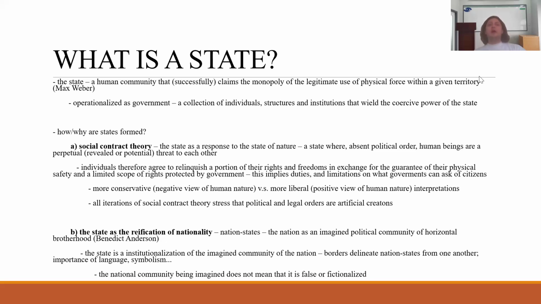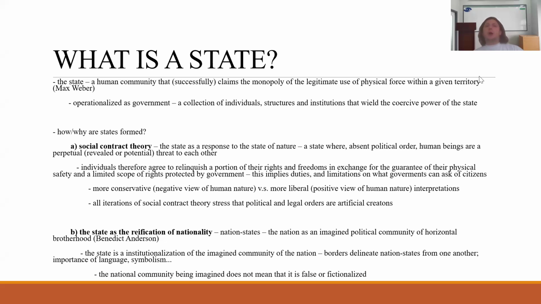The state is created as a way to escape the state of nature, which is to say, we all agree, and this is why the theory is called social contract theory, we all agree that we are going to give up part of our rights and our freedoms to a government, to a state, to an authority, to a sovereign. So we are going to allow somebody to rule over us, to impose laws on us, to punish us if we don't follow those laws.